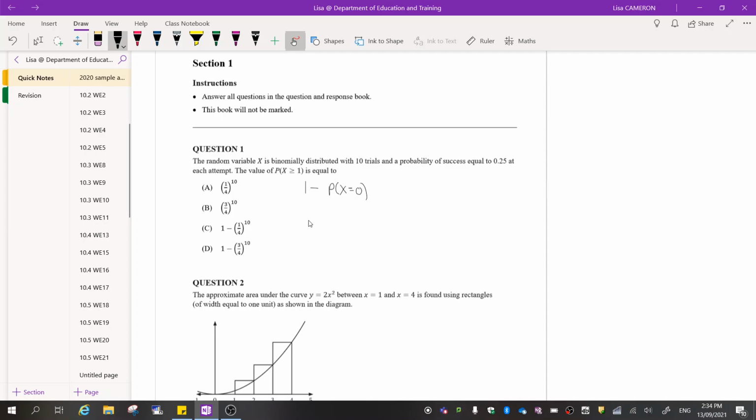Now, if you look on your formula sheet, you'll see that you've got a formula for this, which is 1 minus the probability of this thing, which is 10 choose 0 successes. The probability of success is 0.25 with the r above it, which will be 0, multiplied by 0.75 to the power of 10. Now, this is just going to be 1. This is also just going to be 1, meaning that the answer we're left with is 1 minus this, which can be changed to 3 over 4 to the power of 10, which gives me D as my answer. So this one is the one that we're looking for.